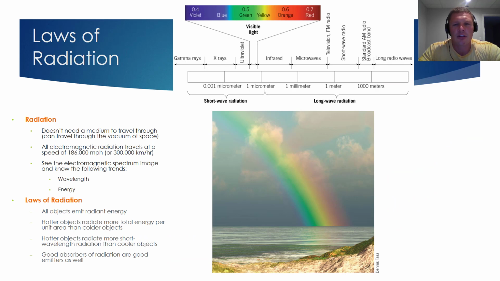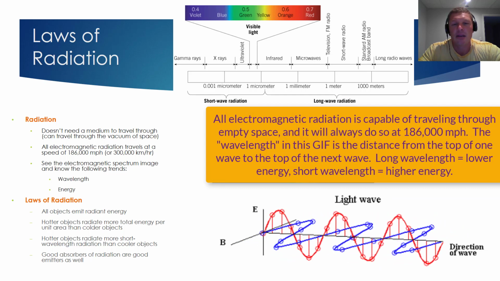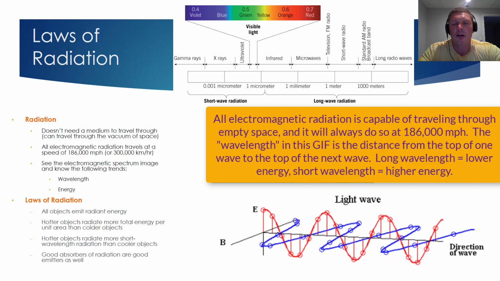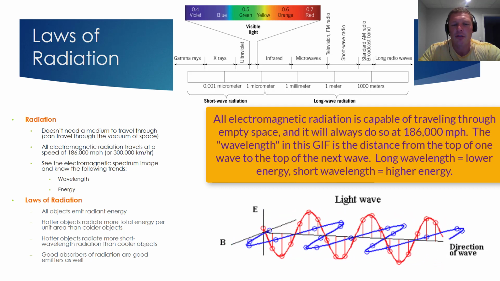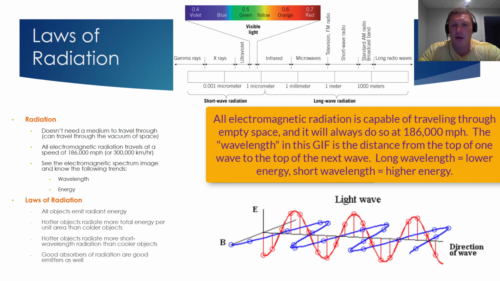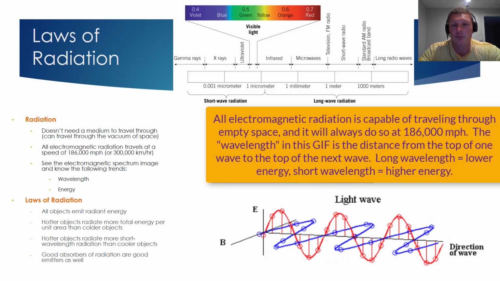Okay, at this point I'd like to elaborate on radiation. Radiation doesn't need a medium to travel through, meaning that radiation will have no problem traveling through outer space. It's also important to note that all electromagnetic radiation travels at the exact same speed, and that's about 300,000 kilometers per second or 186,000 miles per second. Very obviously, electromagnetic radiation travels at a very high speed.